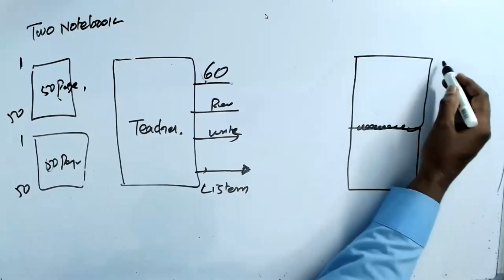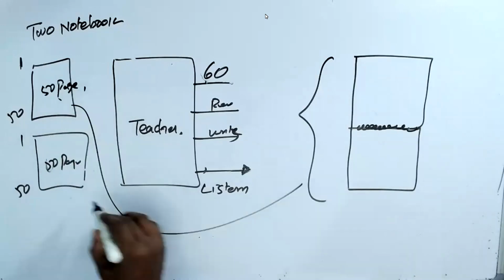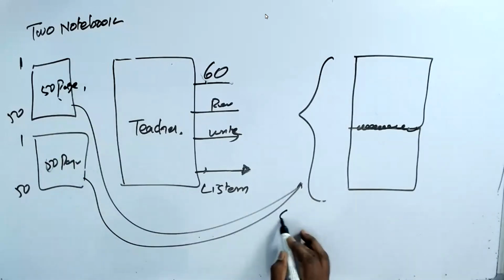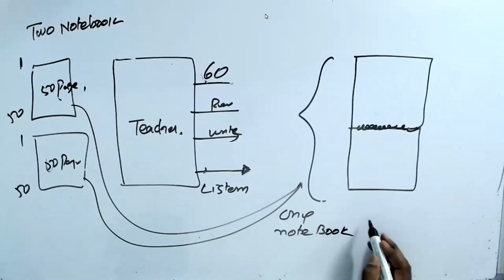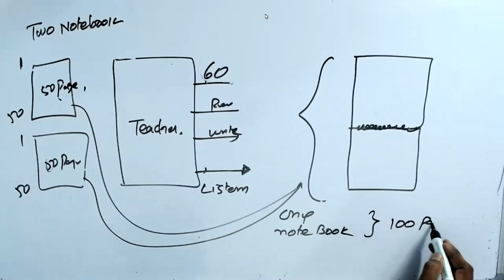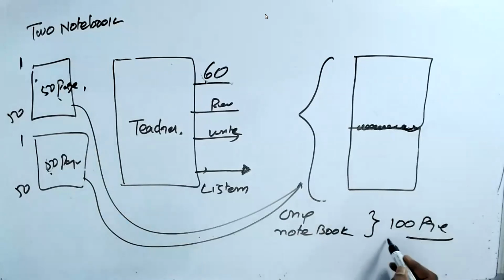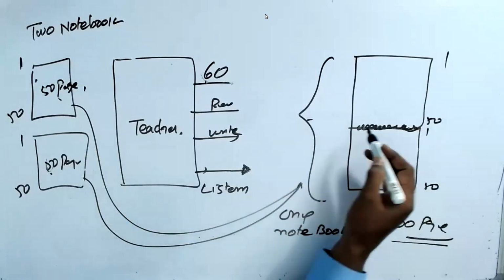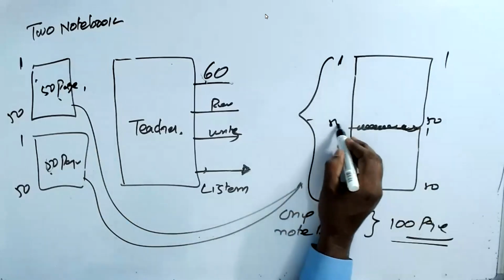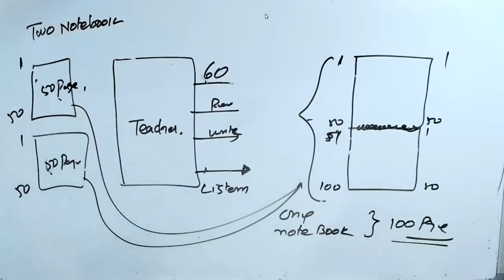Now this becomes 1 notebook. These 2 become 1 notebook of 100 pages. Each one is 50, but after stitching it becomes a 100-page notebook. Actually, this is 1 to 50 and that is 1 to 50, but after stitching, from this side it became 1 to 50, 51 to 100. You can stitch any number of notebooks, it doesn't matter.